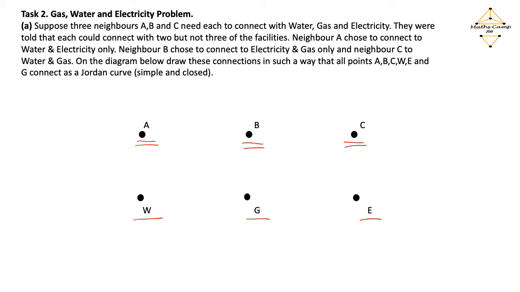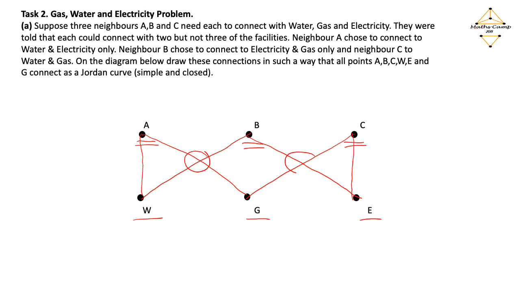And the problem starts with asking you to connect each neighbor to two of those facilities. For example, perhaps neighbor A may be connected to water and gas, and neighbor C may be connected to gas and electricity, and then I want to connect neighbor B with water and electricity. What is not so good on my diagram, these crossings. In real life, it's sometimes very important to actually avoid things being too close to each other, to avoid various accidents. And in these problems, you will be asked to draw diagrams which minimize the amount of crossings.